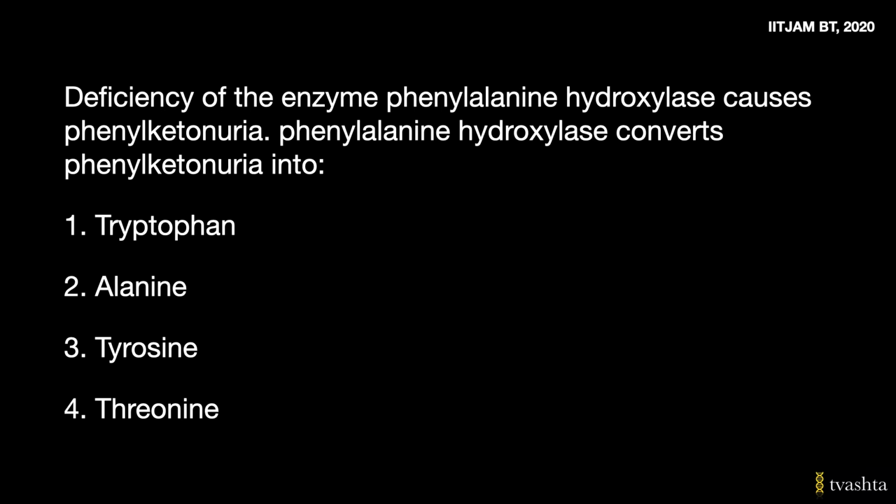Now let's start. Phenylketonuria is a recessively inherited disorder whose sufferers lack the ability to synthesize an enzyme, that is phenylalanine hydroxylase. Phenylalanine hydroxylase converts the amino acid phenylalanine into tyrosine. I repeat, sufferers lack the ability to synthesize the enzyme phenylalanine hydroxylase to convert the amino acid phenylalanine into tyrosine. We've got our answer already, that is tyrosine.